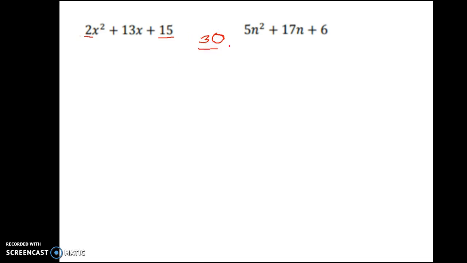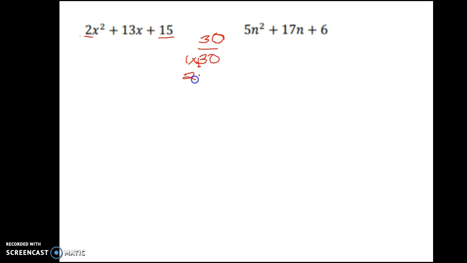So they also need to add to my b term. So my b term is that middle term there. So that b term needs to be 13. So I'm going to write out all my factors of 30. Now I know they're going to both be positive because I've got a positive c term and a positive b term. So when I write them, I'm going to have 1 times 30.